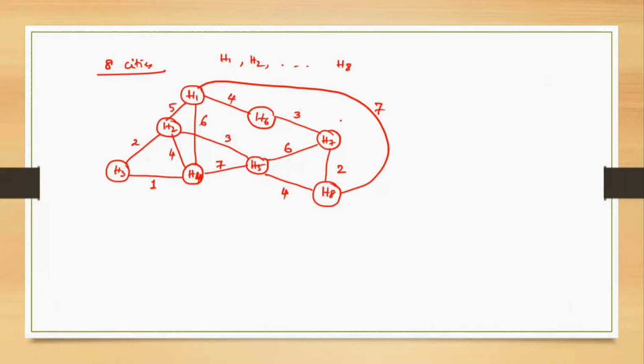So this is the entire problem, where H1 to H8 are the cities and they have their connectivity. Not all cities are connected to each other, but some of the cities are connected directly, and some of the cities are connected via other cities. For example, H5 is not directly connected to H1, but H5 is connected via H2. H1 is connected to H2, and H2 is connected to H5. In this way, all cities are somehow connected as per the graph given. The graph represents the entire problem, where the distances are also mentioned.